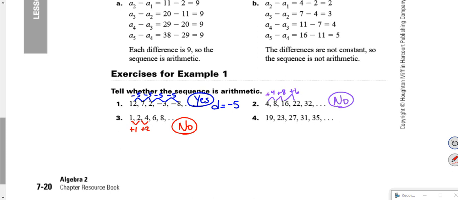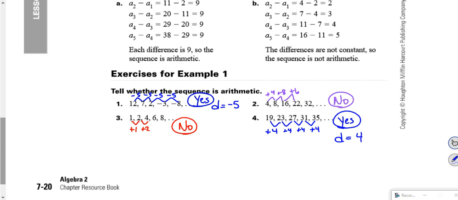Okay, and number 4 here. Again, this is a +4, +4, +4, +4. So of course that's a yes. And then my D is 4.